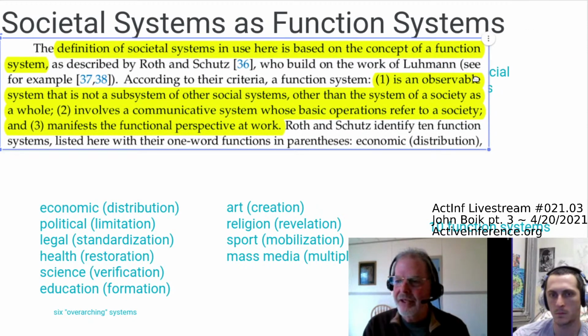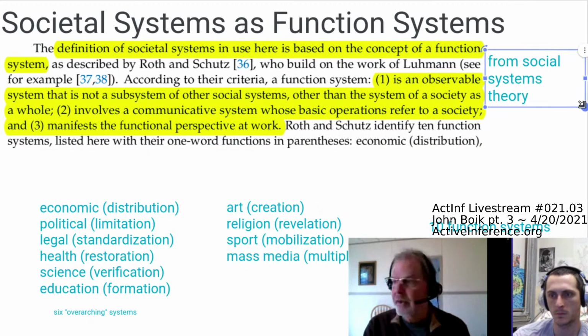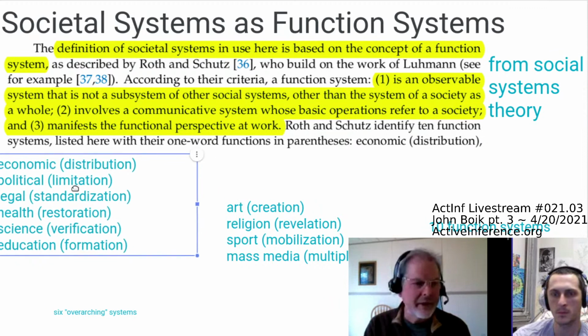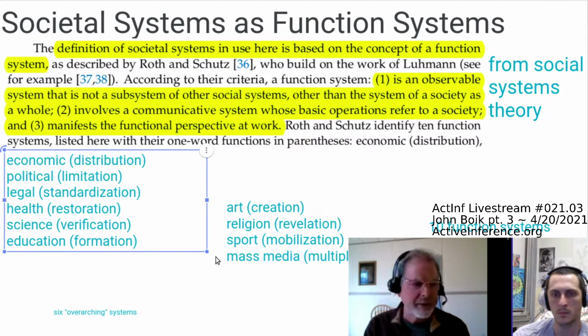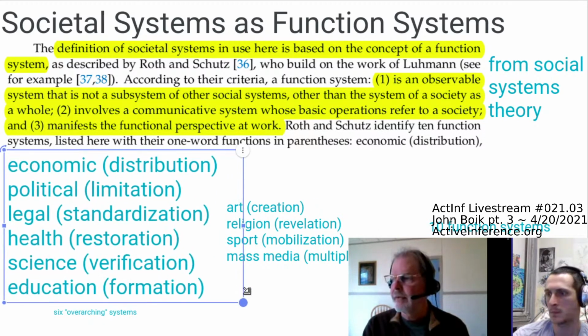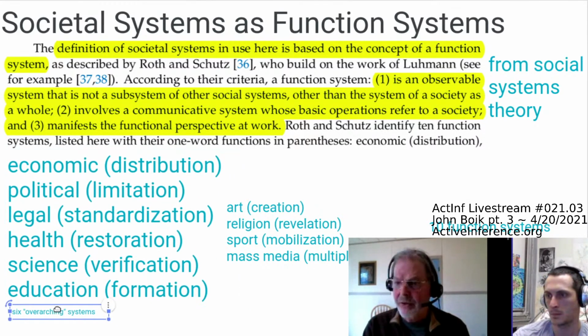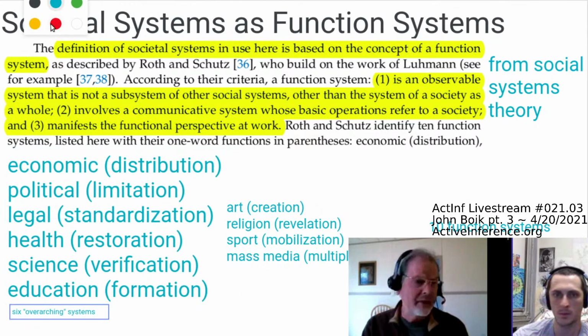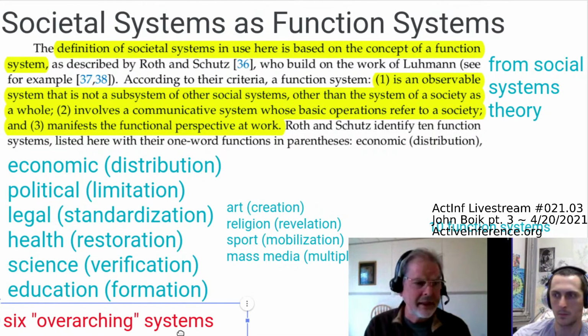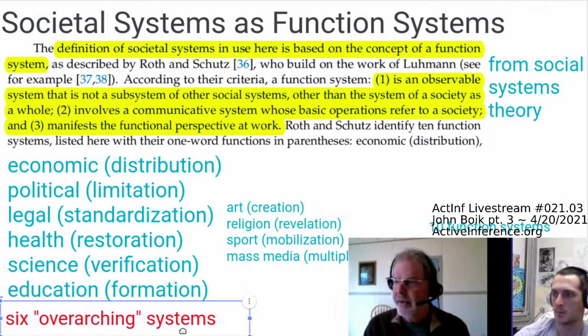I'm basing my definition of a societal system on what's called a function system. There are citations there by Roth and Schultz and others about what a function system is. It comes out of social systems theory. They list 3 characteristics of a function system. It has to be observable and not a subsystem of other societal systems. So the economic system is an entity in and of itself, not a subsystem of other systems.